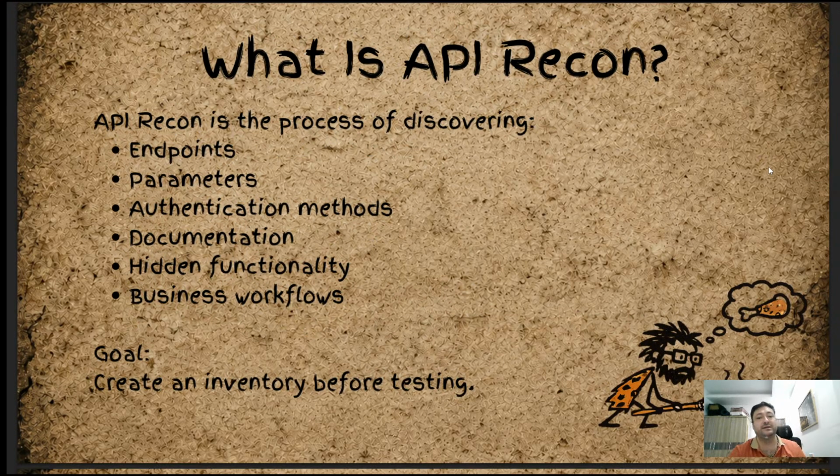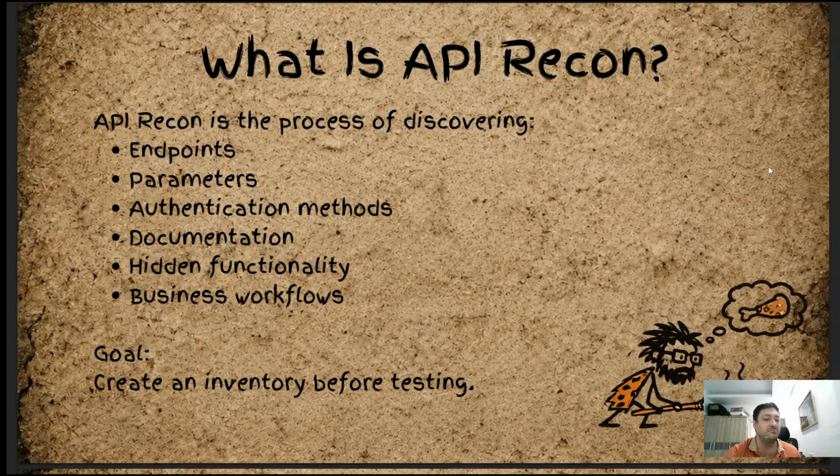So again, what is API recon? It is the process of finding endpoints. It is looking for parameters, authentication methods, and documentation. It's really cool to find Swagger files, because if you can find a Swagger file, you can find pretty much all the endpoints and how the functionality works. So I think it's very useful.